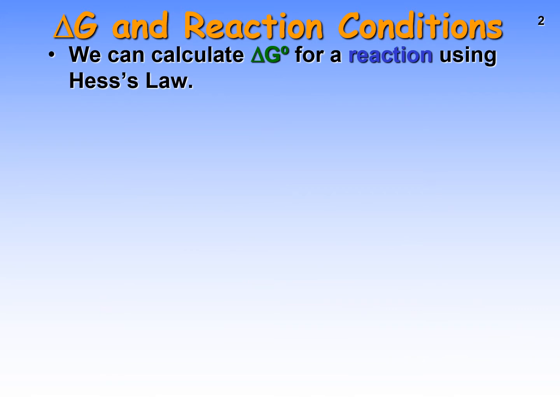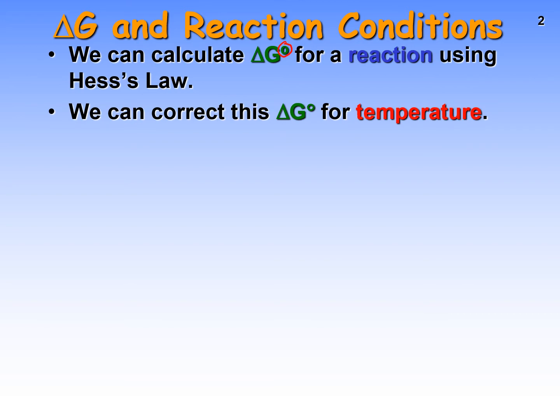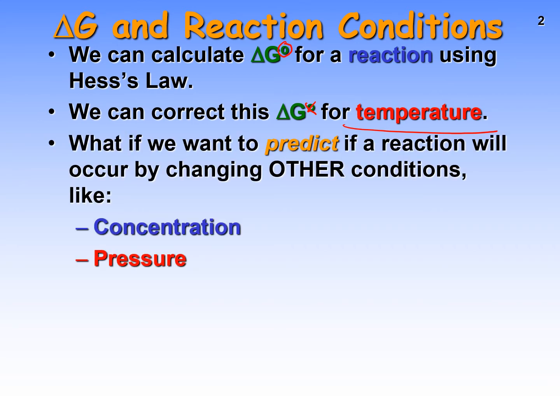Now, why is that important? Well, if we think about delta G naught, this little zero here up top, that means we're under standard conditions. We can calculate delta G naught for a reaction using Hess's law. We can correct this delta G for temperature using delta H minus T delta S. But at the end of the day, most reactions that we do don't generally have 1 molar concentration solutions, and we're not usually exactly at 1 atmosphere of pressure. So it's very useful to be able to calculate delta G without this little zero here, under non-standard conditions. And so far we haven't done that yet.